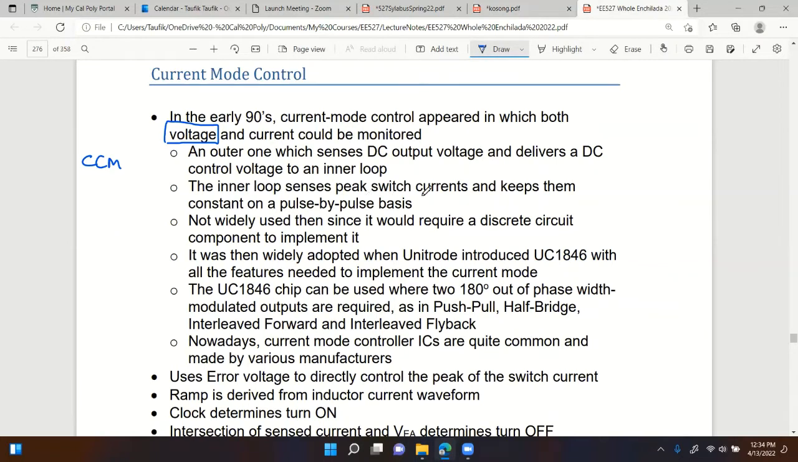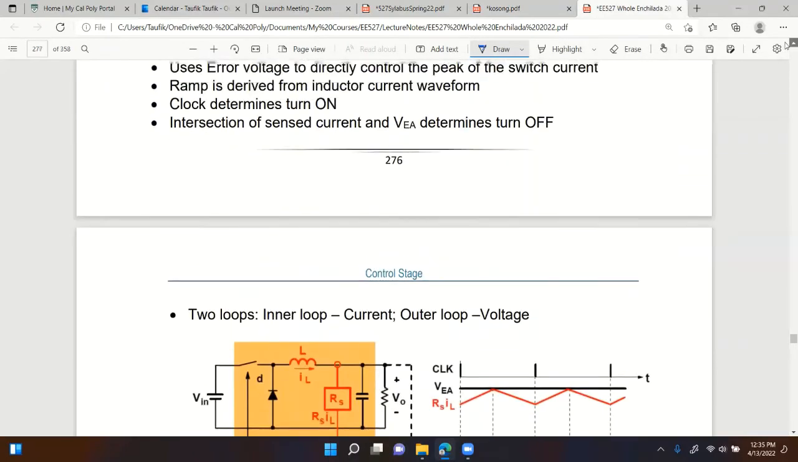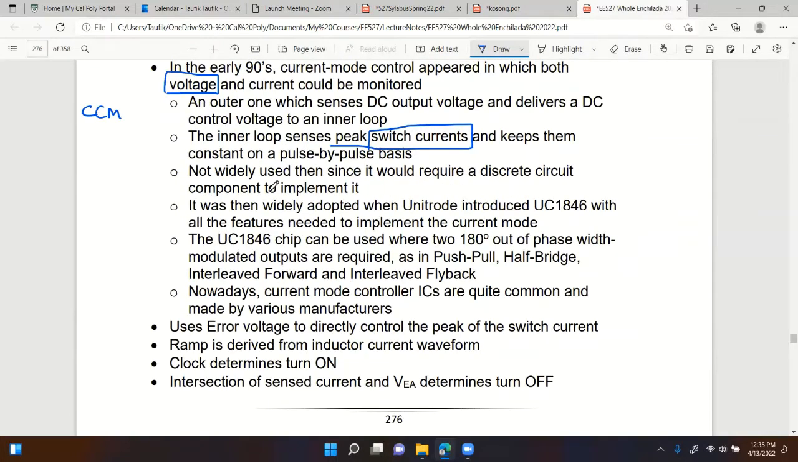Yeah, so the inner loop senses peak switch current, as I said earlier, right? Now, even here, I put switch, but conceptually it's actually the inductor current that we want to sense. Back then in the early 90s, it was not widely used because if you wanted to implement current mode control, you had to add all of this circuitry by yourself, basically discrete components, to the voltage mode. So it's a hassle to do that, right?